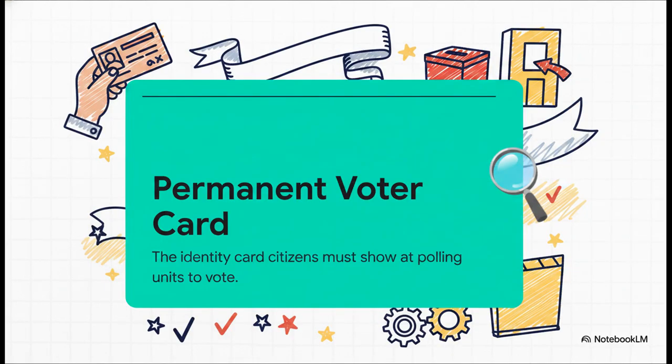And all that intense preparation leads directly to another major function: issuing the PVC, or Permanent Voter Card. INEC prints and hands out these cards, and they act as the official ID you absolutely must show at your polling unit. Without it, no way, you are not allowed to vote. It is literally your physical ticket to participating in the democracy.